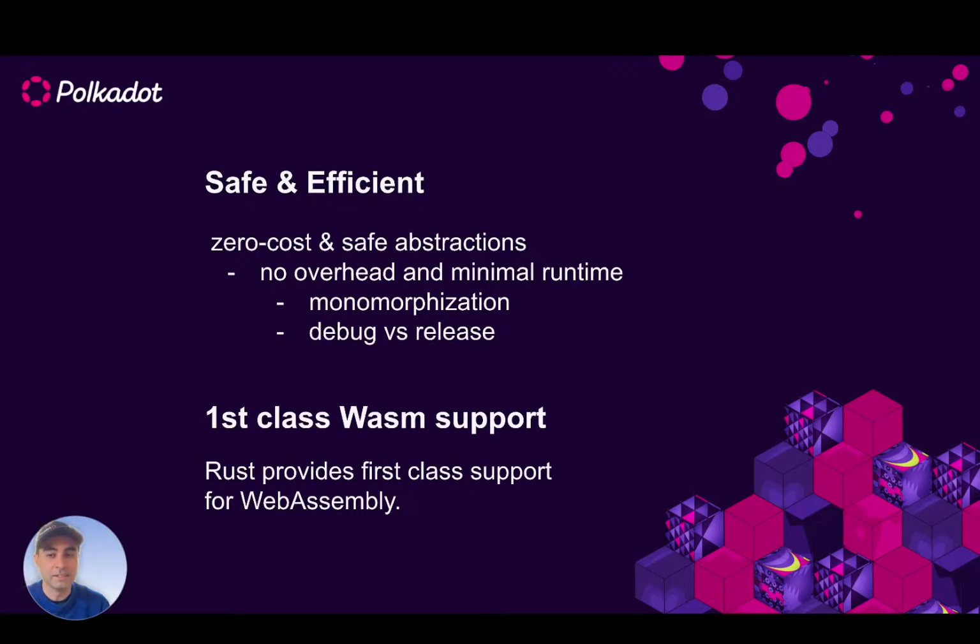Rust also has first-class support for WASM, WebAssembly. So with Ink, we use WASM. We actually use both targets. Rust can compile to 2 targets. One is just the native binary, and the other one is WebAssembly. So in Ink, we use both. The native binary we use for end-to-end tests, for running tests. WebAssembly we use for production, for when we're ready to deploy our smart contract.